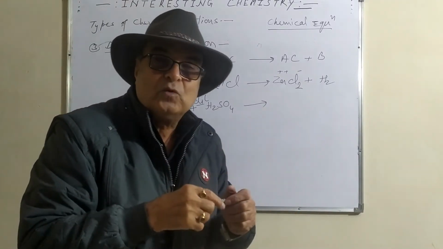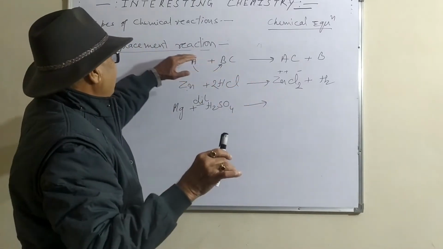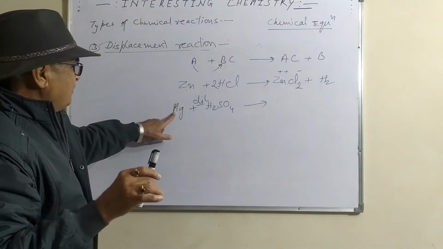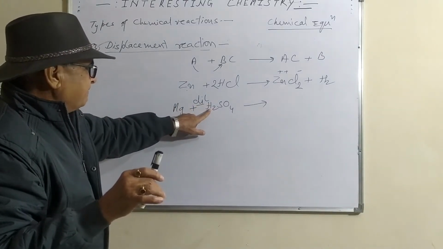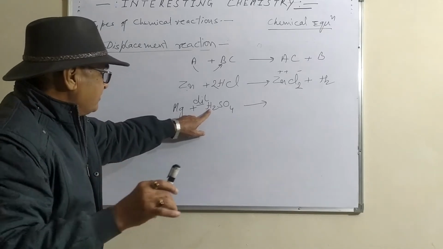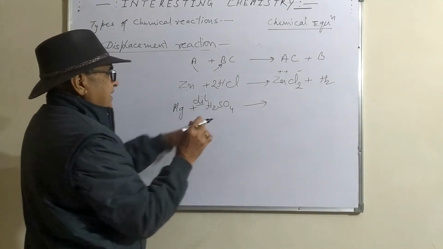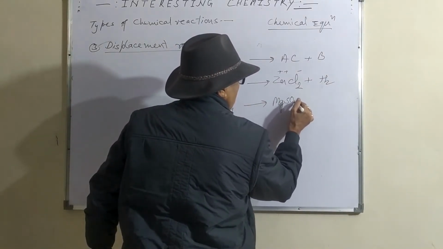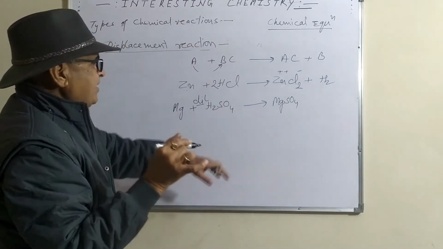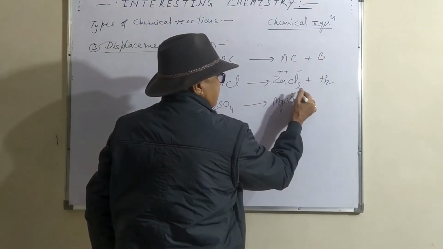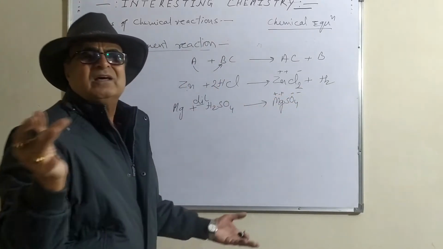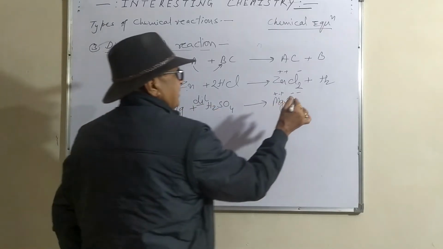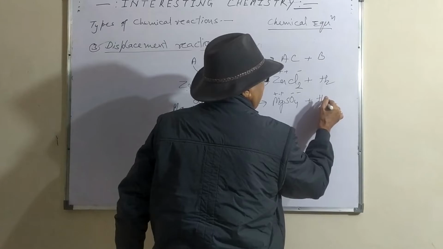So if you know about the displacement reaction, you will say this magnesium will displace this hydrogen, and magnesium will combine with SO4. So MgSO4. Again check the formula of this MgSO4, magnesium sulfate. It is correct. And suppose you have magnesium MgSO4, again the hydrogen, you will write here hydrogen.